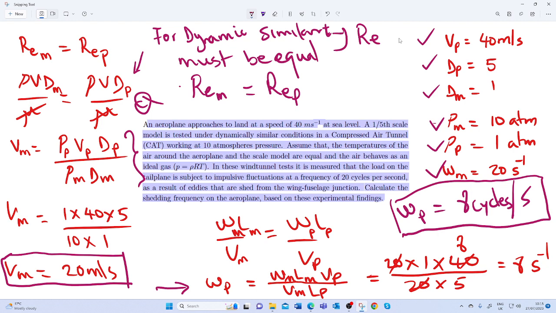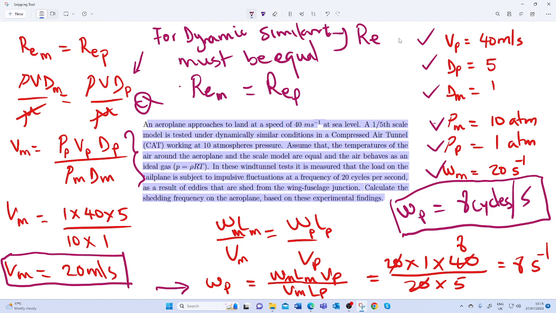An aircraft approaches to land at a speed of 40 meters per second. The 1/5 scale model is tested dynamically with similar conditions in a compressed air tunnel at 10 atmospheres. Assume the temperature of the air around the aircraft and the scale model is equal, as it behaves.